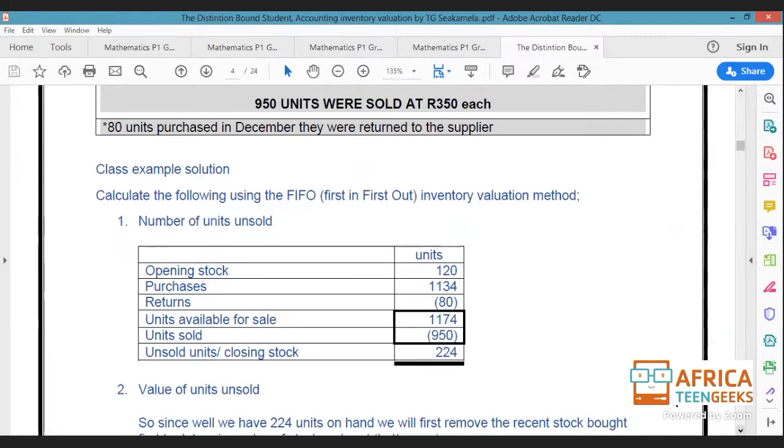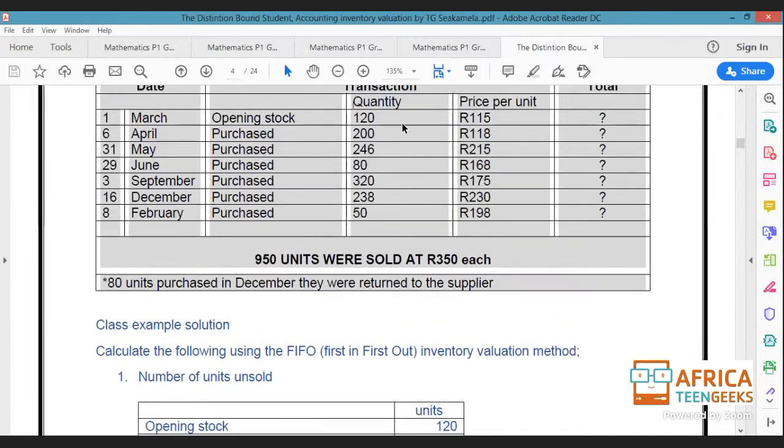lay out this. Now, remember the first question says to you, calculate the following using FIFO method, right? First thing first, they wanted the number of units unsold. So you're always going to have your opening stock. Your opening stock units, because they want the number of units, it's 120 units. Where did you get them? You got them here under the quantity table, right?